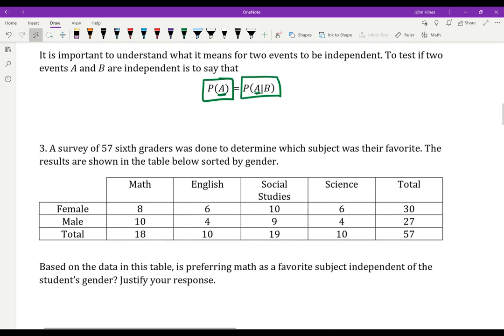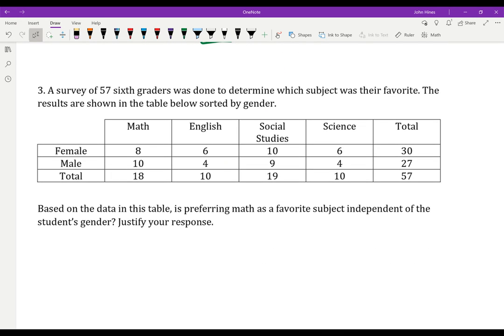So let's practice this. A survey of 57 sixth graders was done to determine which subject was their favorite. The results are shown in the table below, sorted by gender. So we've got their favorite subject, and we've got female and male. Based on this table, is preferring math independent of the student's gender?